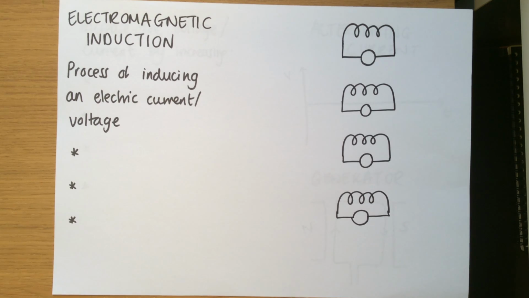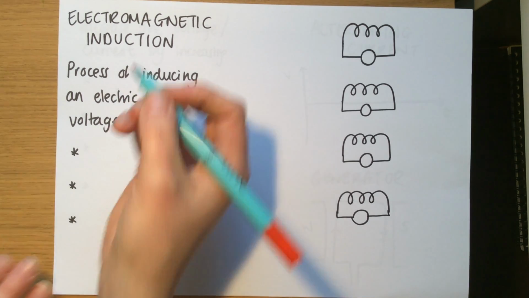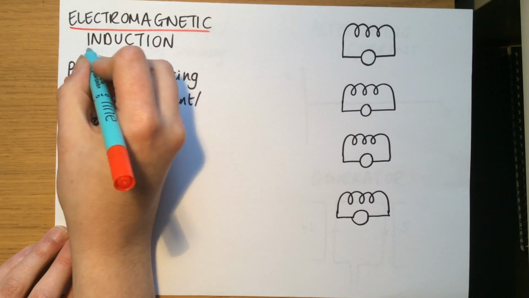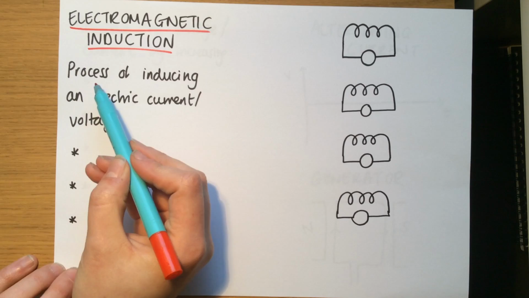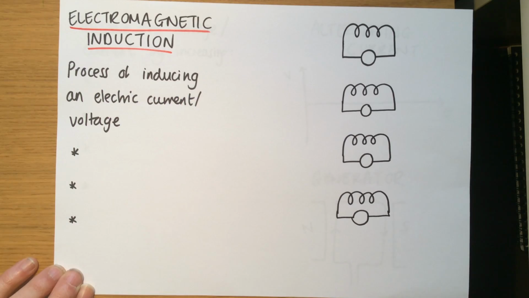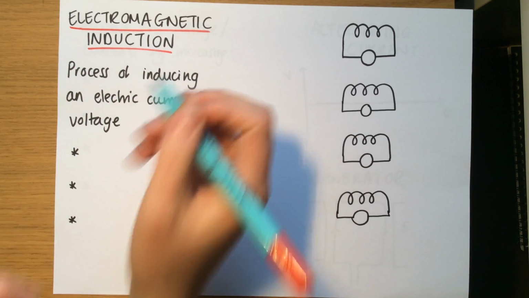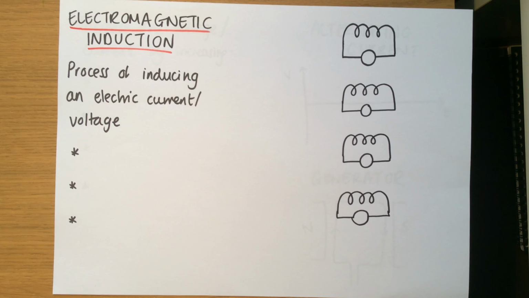A big part of GCSE physics is knowing how electricity is made, and it's made with the process of electromagnetic induction. The definition is that it's the process of inducing an electrical current or voltage. Inducing means kind of creating, I suppose. And from the title, electromagnetic, you can probably see that it involves electricity, you're making electricity, but that it involves magnetism as well.